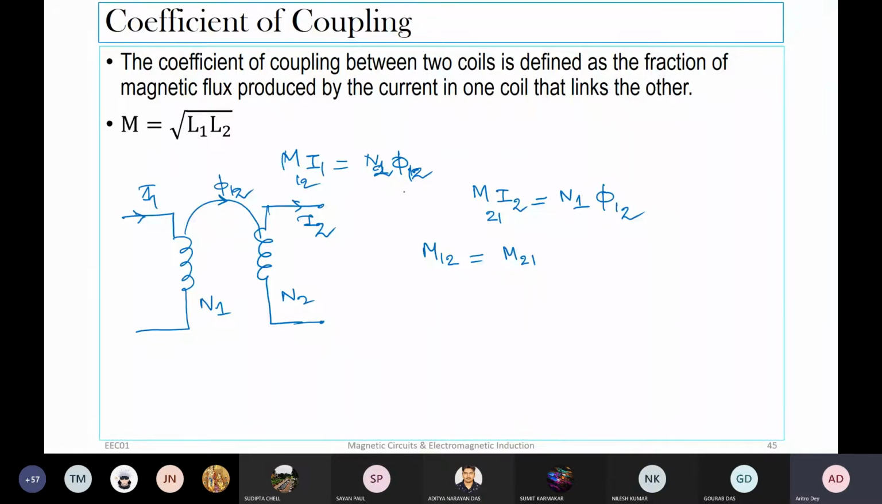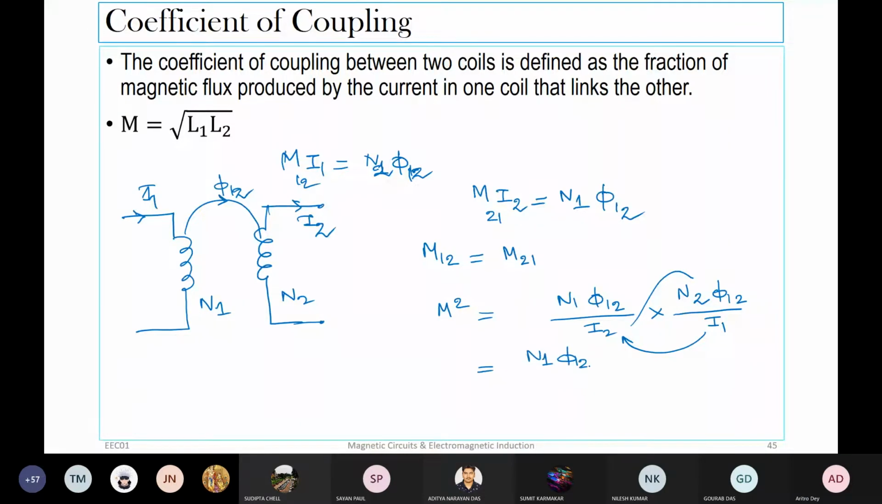That is why if we put the expression of this, M squared will be equal to N1 phi 1 2 by I 2 into N2 phi 2 1 by I 1. If you just change their position, like if you bring I 1 here and I 2 here on this side, you can write it like this.